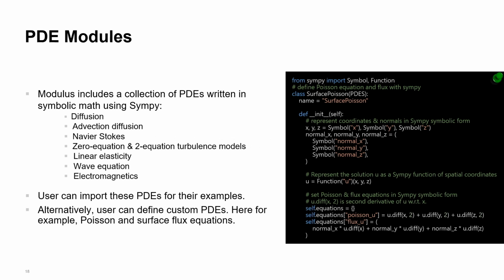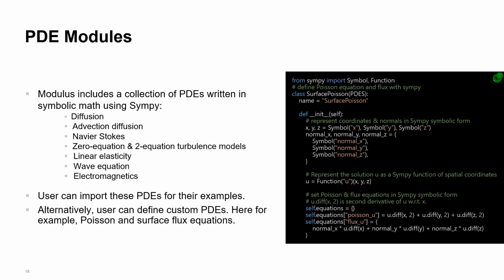Now I will highlight the standout features of Nvidia Modulus, what makes it so extremely useful for scientific machine learning. Firstly, Modulus includes a collection of partial differential equations written in symbolic math using SymPy. You can see the full list there. So if you want to solve, for example, a fluid flow problem, you can simply import the Navier-Stokes equations.